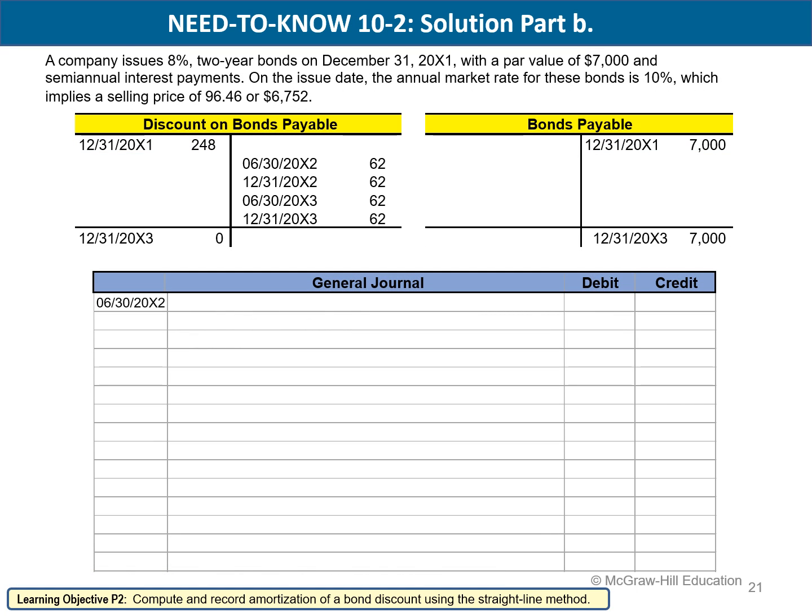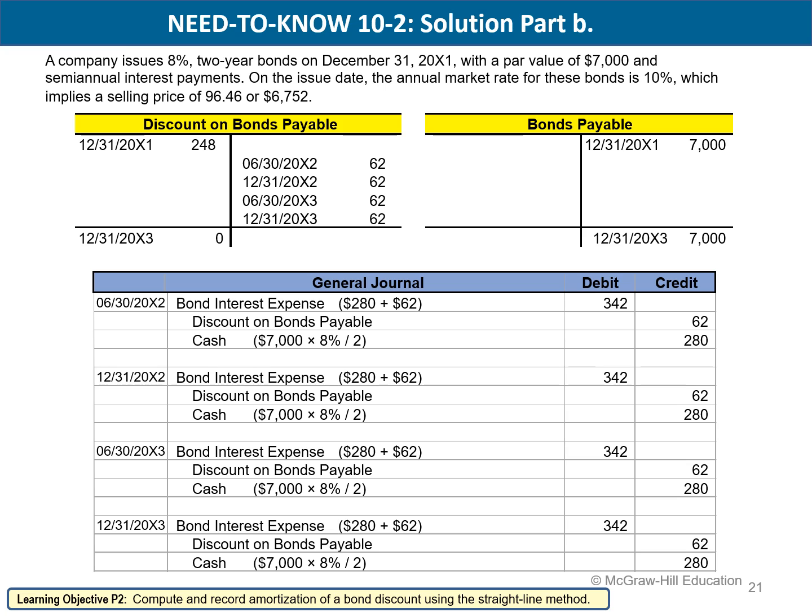Then our semi-annual interest payments are going to be bond interest expense and discount on bonds payable and cash. So every time you record your interest expense, which is going to be the sum total of your discount amortization and the semi-annual interest payments that you're paying your bondholders. So you have 7,000 times 8% divided by 2. So you have total cash going out the door of $280. Your discount on your bond payable is 62. So that means your total bond interest expense, including the amortization, is $342.